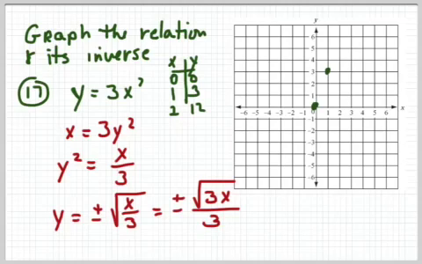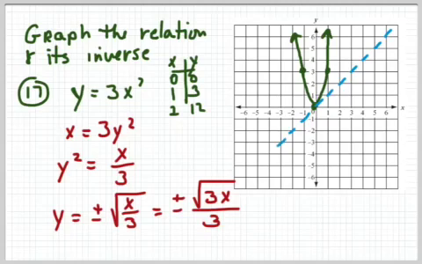I'm going to run out of room really quick. Symmetry tells me about the matching point, so we can see this parabola looks something like that. Okay. Now what I would always do when I'm graphing a relation and its inverse is I would draw in this line right here. This is the line y equals x. Notice it's at a 45-degree angle.